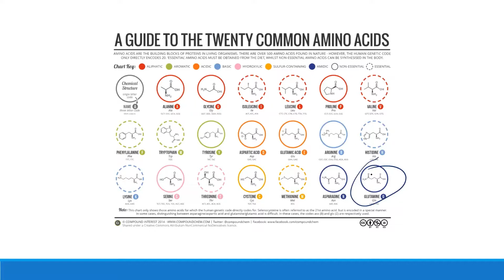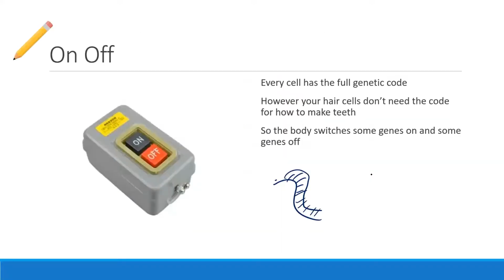Okay, cool. So finishing up, I want to quickly talk about on-off switches. So every cell has the full genetic code. However, here's a bit of a weird thing. Your hair cells, the cells in your head that grow your hair, don't need to make teeth. You have a part of your DNA that says, this is how you make teeth.